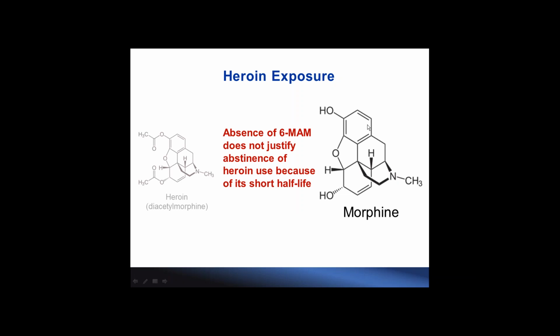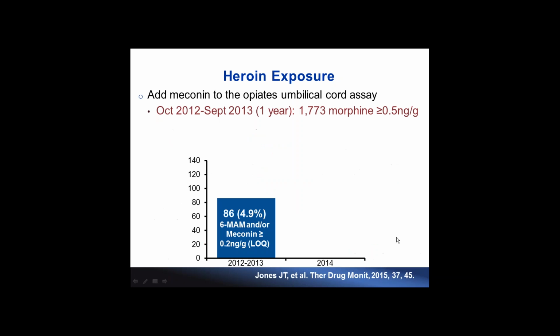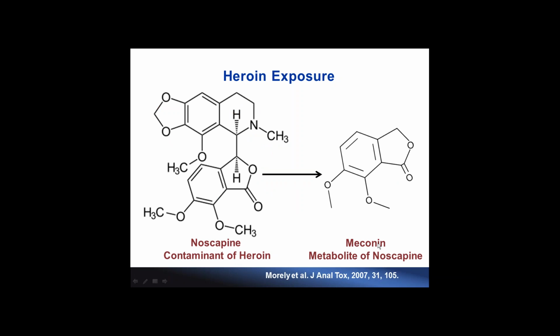The shortcoming is that this metabolism happens so fast that it may be deposited on the umbilical cord at very low concentration. So the absence of that analyte does not justify the absence of heroin use by the mother. So we looked at this Marley et al. study suggesting that meconin would be an alternative marker to 6-MAM. It is a metabolite of the contaminants of heroin.